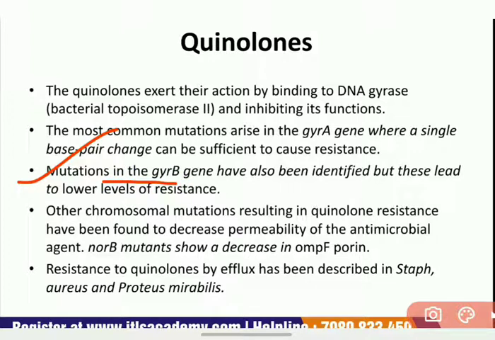Mutations in the gyrB gene, that is gyrase B gene, have also been identified, but these lead to lower levels of resistance. With certain gyrB mutations, bacteria become resistant to older quinolone analogues such as nalidixic acid but become hypersusceptible to newer quinolones such as ciprofloxacin.